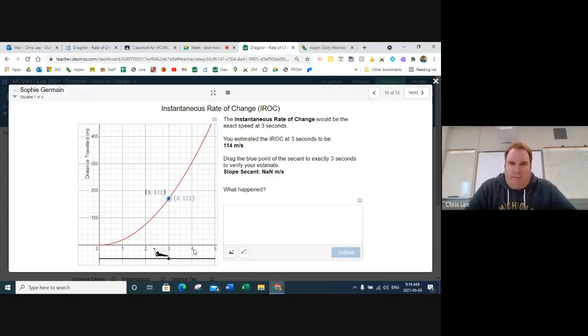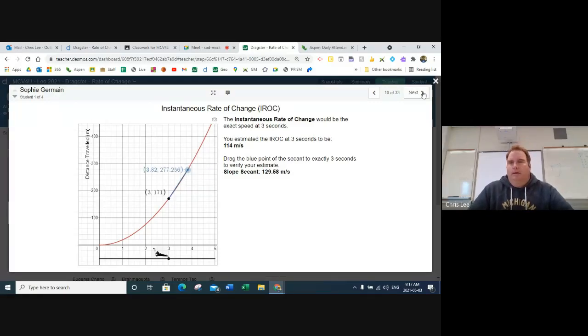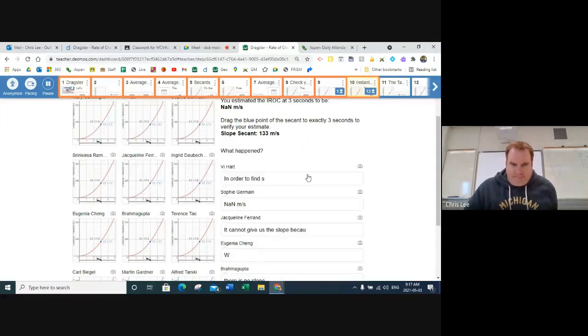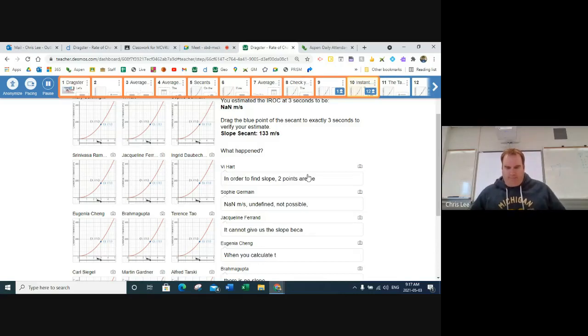And something happens. So I want you to think about what just happened there, because our slope of the secant says NaN right now, which I can tell you stands for not a number. NaN means not a number. It's like an error. So let's see what people answered. They answered NaN. But I want to know why the Desmos breaks down. So think about that.